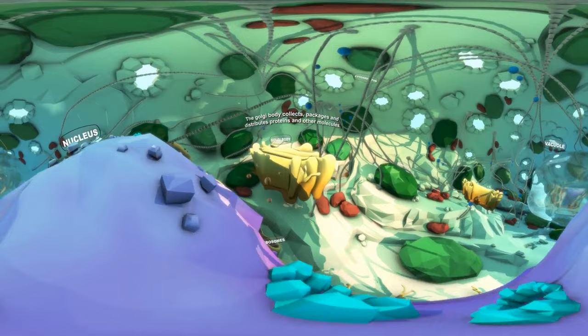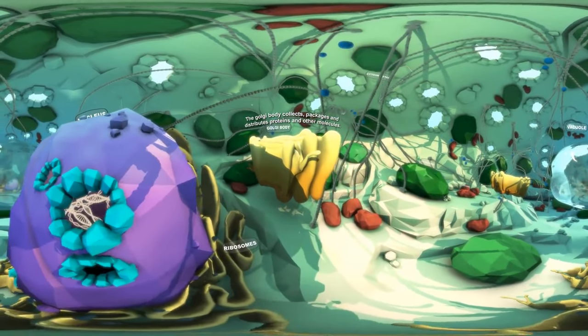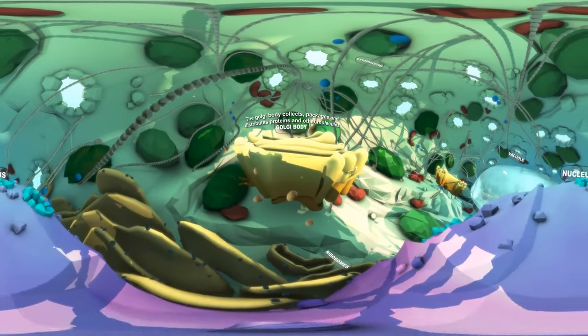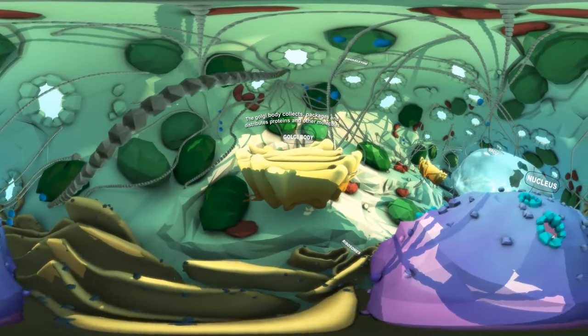The Golgi Body, which is made up of many membrane-bound sacs, collects, packages, and distributes proteins and other molecules made in the cell.